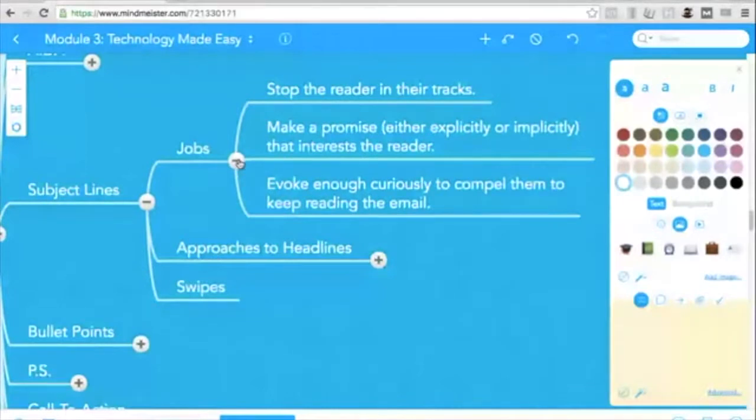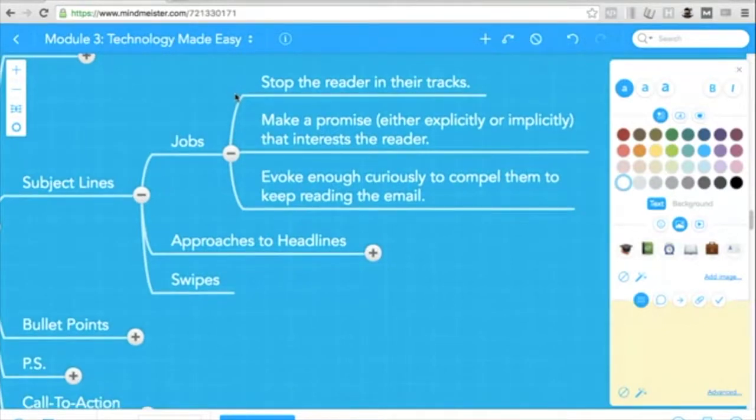I'm not sure if you were able to check yung templates na binigay ko sa inyo, which is in the files under our Facebook group. Yun yung mga purposes nila, different angles of getting people's attention. That's the number one job of subject lines. Kasi otherwise, hindi mababasa yung email mo na pinaghirapan mo sulatin, di ba? Next is to make a promise, explicitly or implicitly, that interests the readers. And lastly, evoke enough curiosity to compel them to keep reading the email.